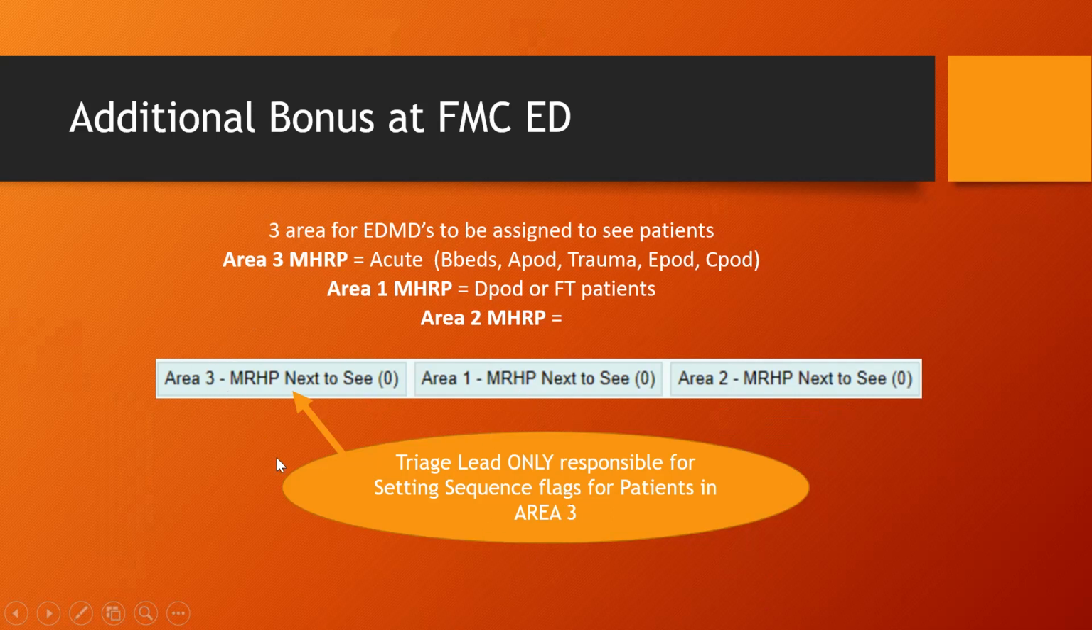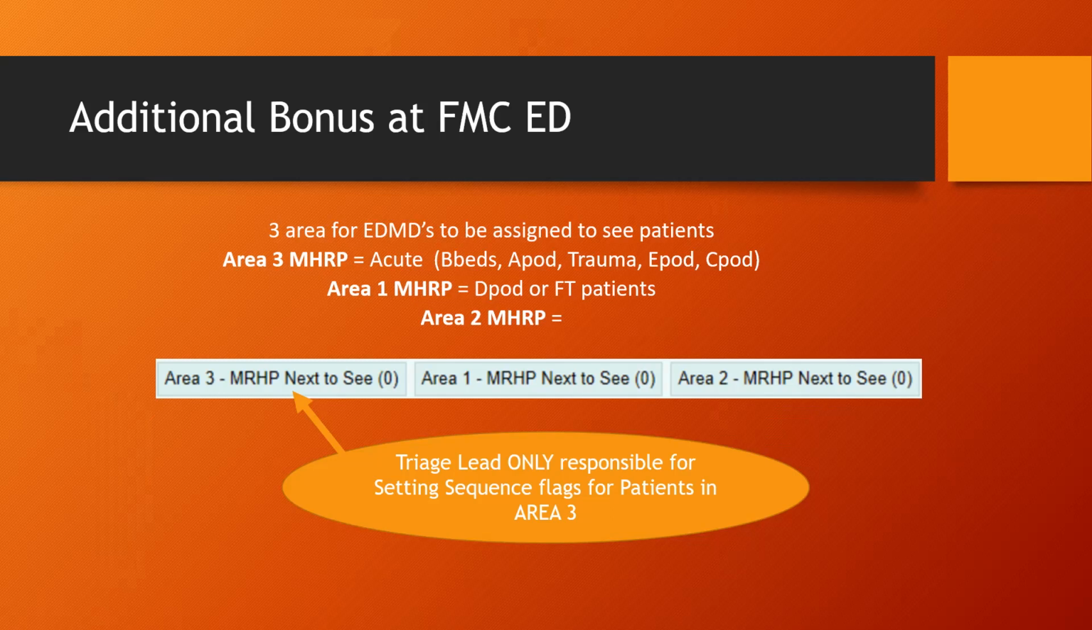The beauty is area 3 is those patients in B-pod beds, A-pod beds, trauma, E-pod, and C-pod. You as the intake triage lead are only responsible for allocating sequencing numbers for area 3 patients. This is because for the patients in fast track, either the nurses back there, the patients are going to be listed in order of acuity, what our CTAS score was. If you have a patient in there that, as a nurse, you feel should be seen ahead of others, you can go ahead and put that patient in a bed and physically tell your physician, or you can go ahead and put your own sequencing flag on because it's not going to affect the rest of the department.